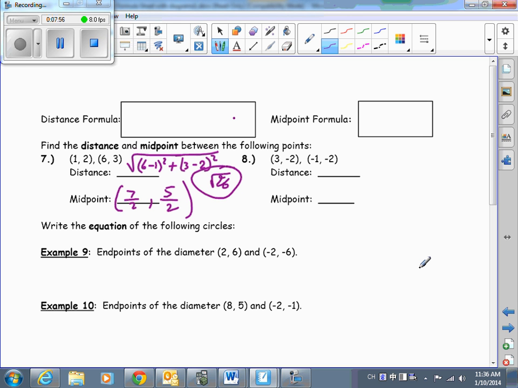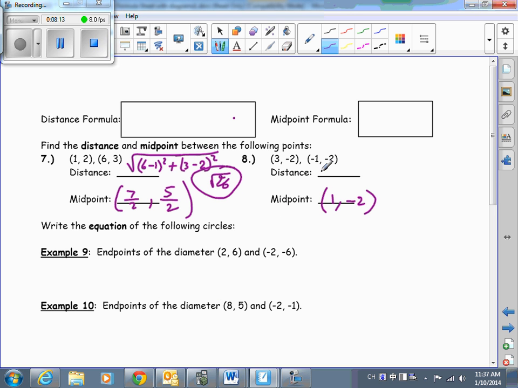Now, the midpoint, I will do 3 plus negative 1. What's 3 plus negative 1? 2. Divide by 2? 1. Negative 2 plus negative 2, negative 4. Divide by 2? Negative 2. That would be the midpoint.